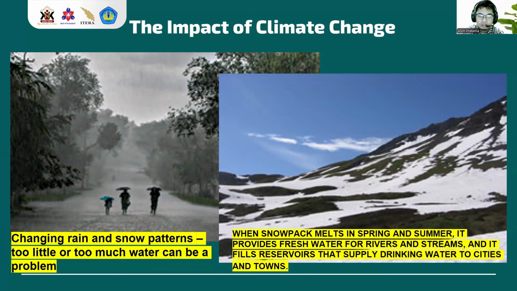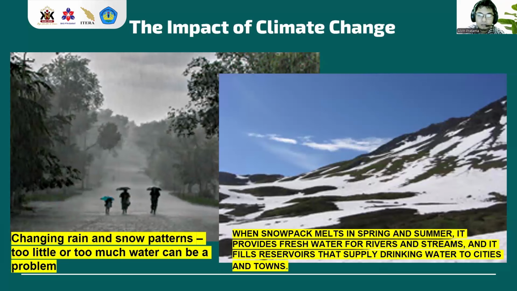As snow melts earlier due to warmer temperatures, it affects the timing and availability of water in rivers, streams, and reservoirs. This puts pressure on water systems that supply cities and towns, especially during dry months. So climate change is not just about rising temperature. It's also about changing weather patterns, threats to infrastructure, and challenges to our water and food security.